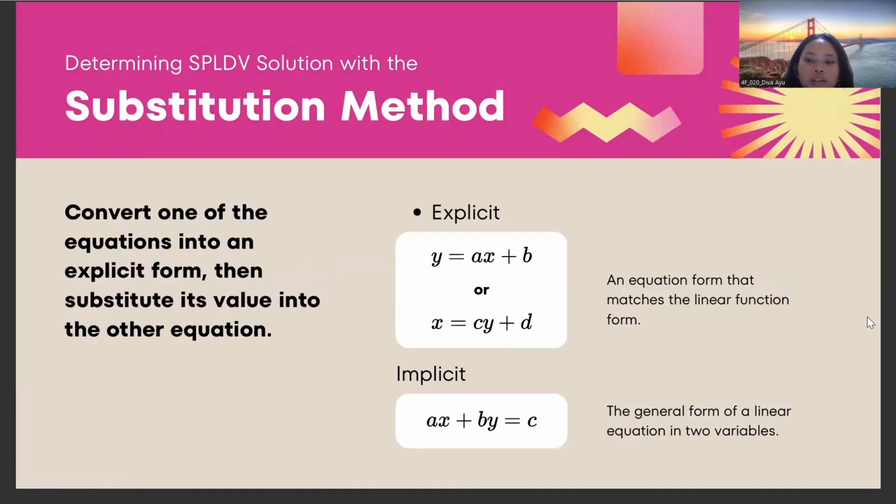Next is the substitution method. So now let's discuss the substitution method. In this method, we first rewrite one equation into an explicit form, such as expressing x in terms of y or y in terms of x. Then we substitute that expression into the other equation. This process reduces the system into a single equation with only one variable, making it easier to solve.